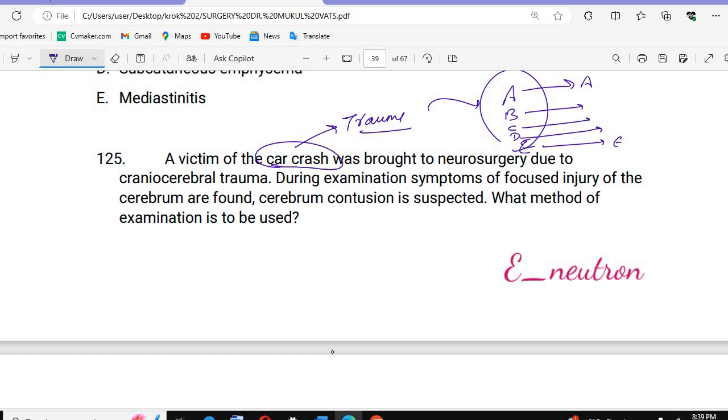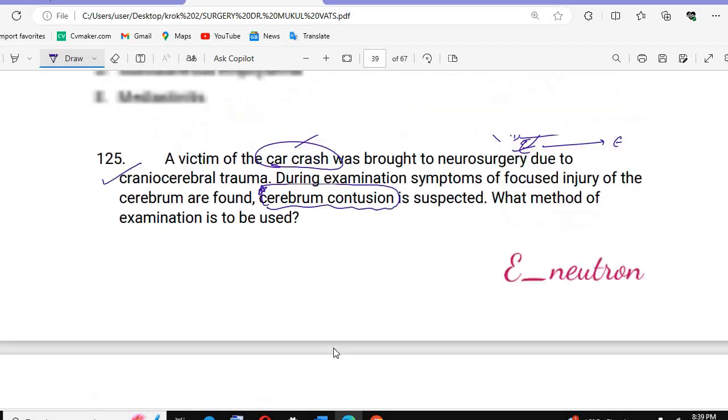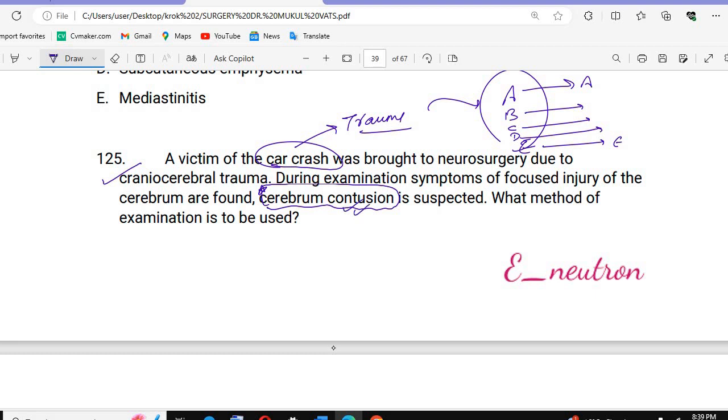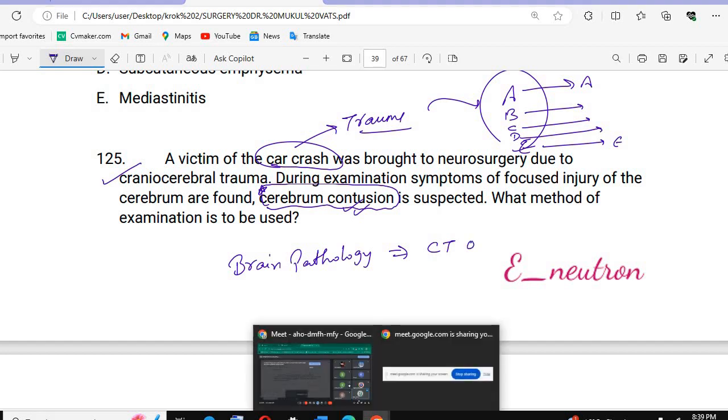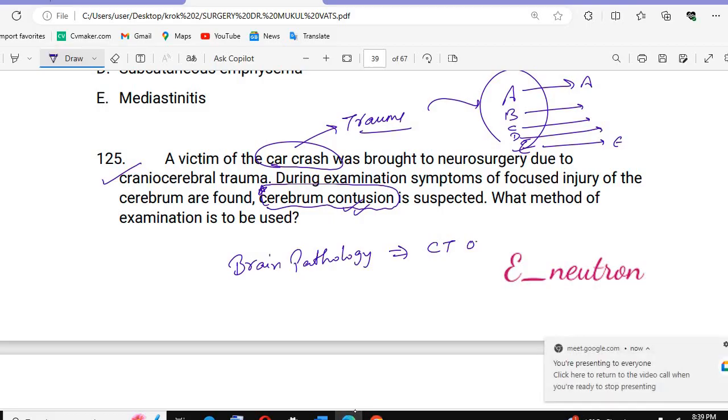After that, you go to craniocerebral trauma. During examination, symptoms of a focal injury of the cerebrum are found. Cerebral contusion is suspected. Now this patient has a problem with the cerebrum, so what method of examination is to be used? If you see any brain pathology, in most cases you need to do CT scans. The CT scan of the head you will prefer more than the MRI.